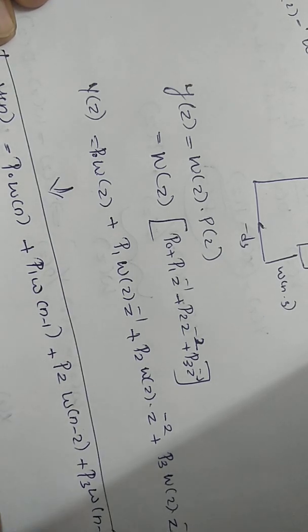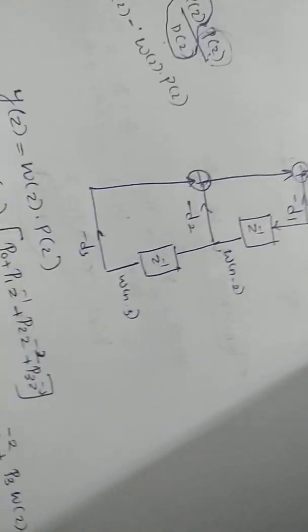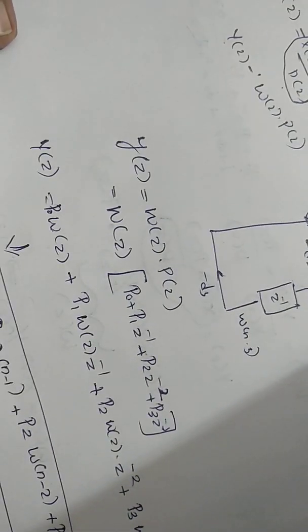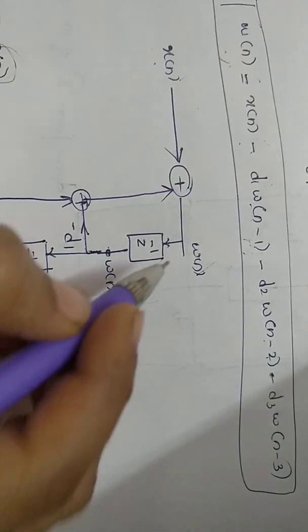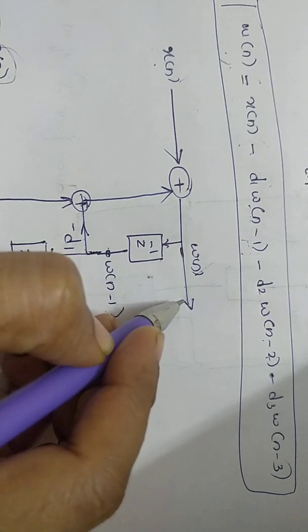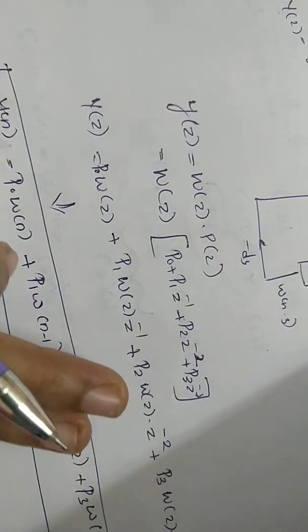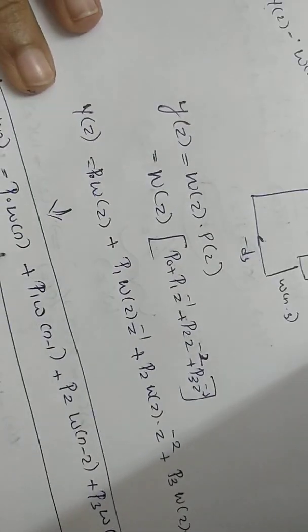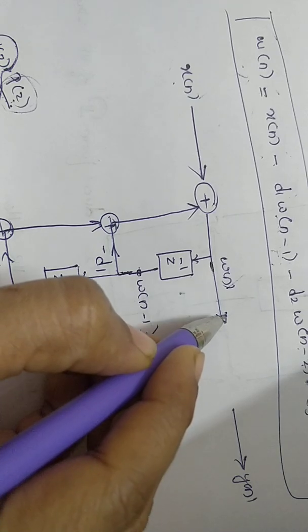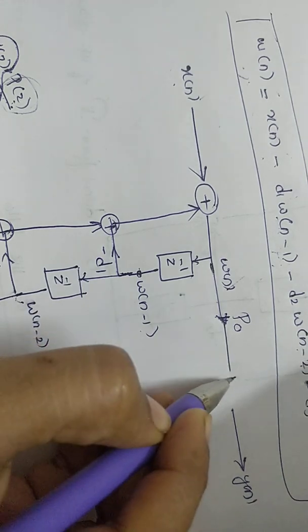This is the time domain equation, and I am going to draw the second subsystem figure in direct form 1. What is the output? Y of n is the output and the input is w of n. Here w of n is available. What is the first term? p0 into w of n. I am multiplying this w of n with p0 and it is added here.